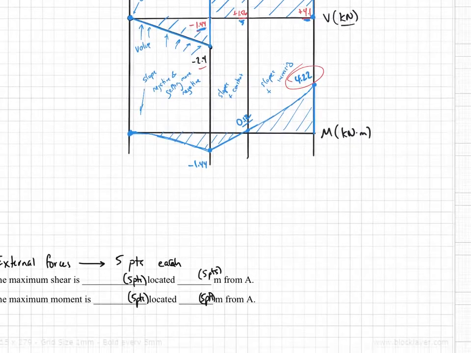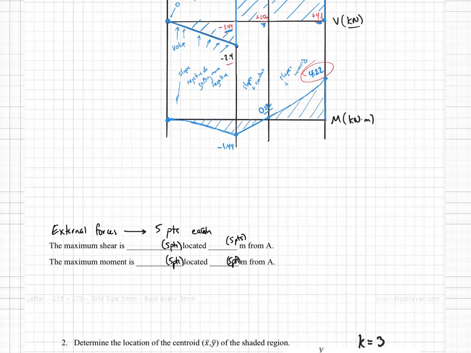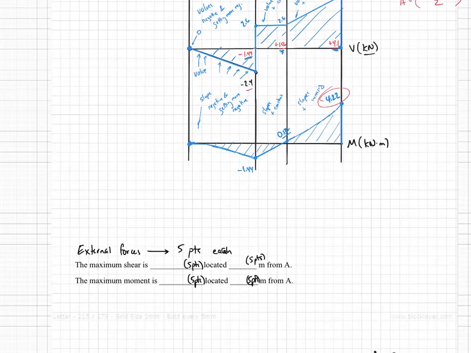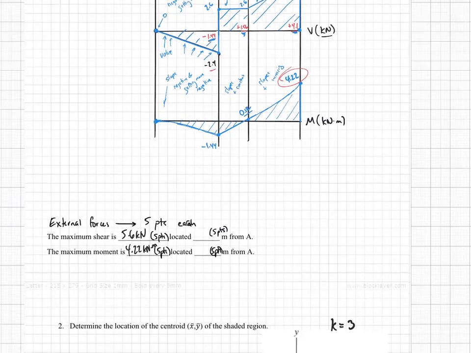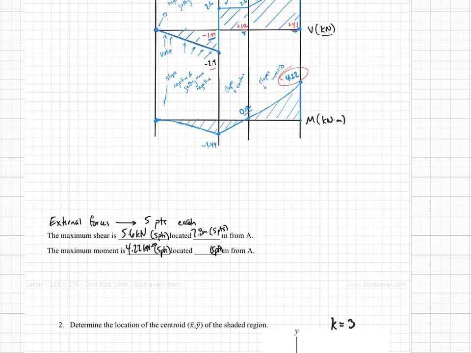So we would go down here and say, okay, the maximum shear is 5.6 kilonewtons. Don't forget those units. And the maximum moment is 4.22 kilonewtons times meters. It's all crammed in there. And it is located how far from A? Well, A is all the way on the left, so the total distance of this thing is 1.2 plus 0.6 plus 1. Is that 2.8 meters? 2.8 meters. Boom, done.